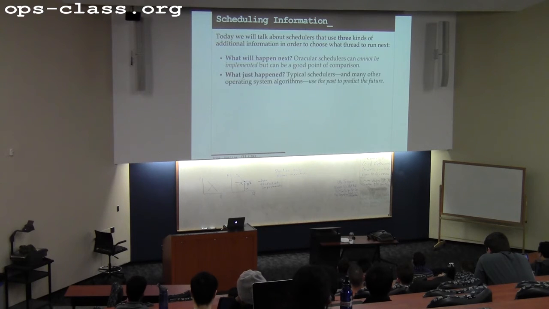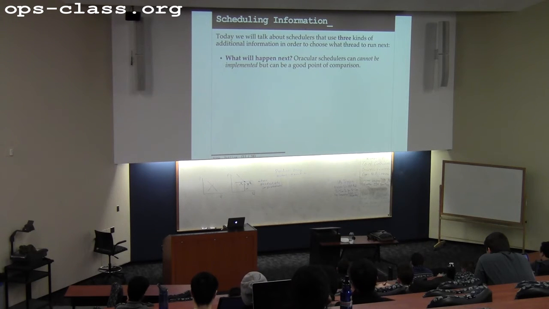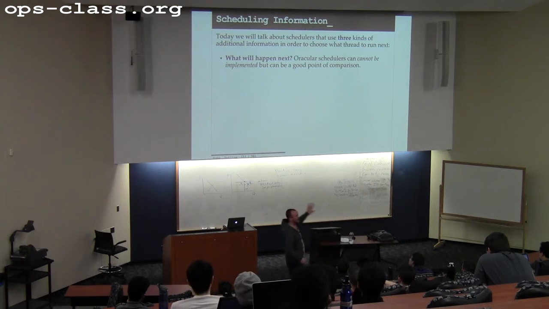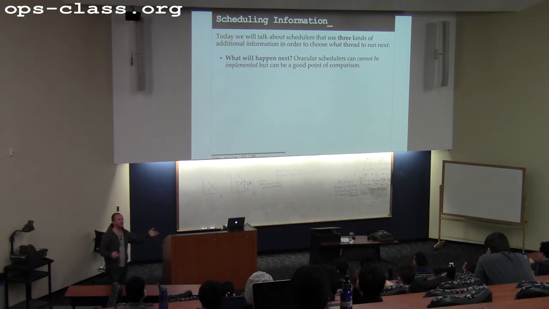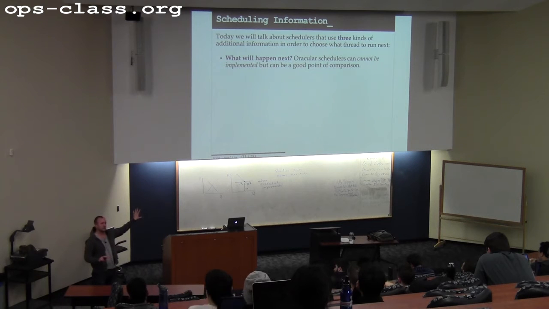All right, so here are some of the things. So what will happen next? We're going to talk about one scheduler. When you talk about these sorts of algorithms, it's always fun to talk about algorithms that you cannot implement. So this is what I refer to as the oracular scheduler. It is able to see the future. It has a crystal ball and can actually tell things about the future that we cannot in real life. The reason to talk about schedulers like this is that they're good baselines. Because if you can do almost as well as one of those schedulers that can predict the future on a real system, you're doing quite well.